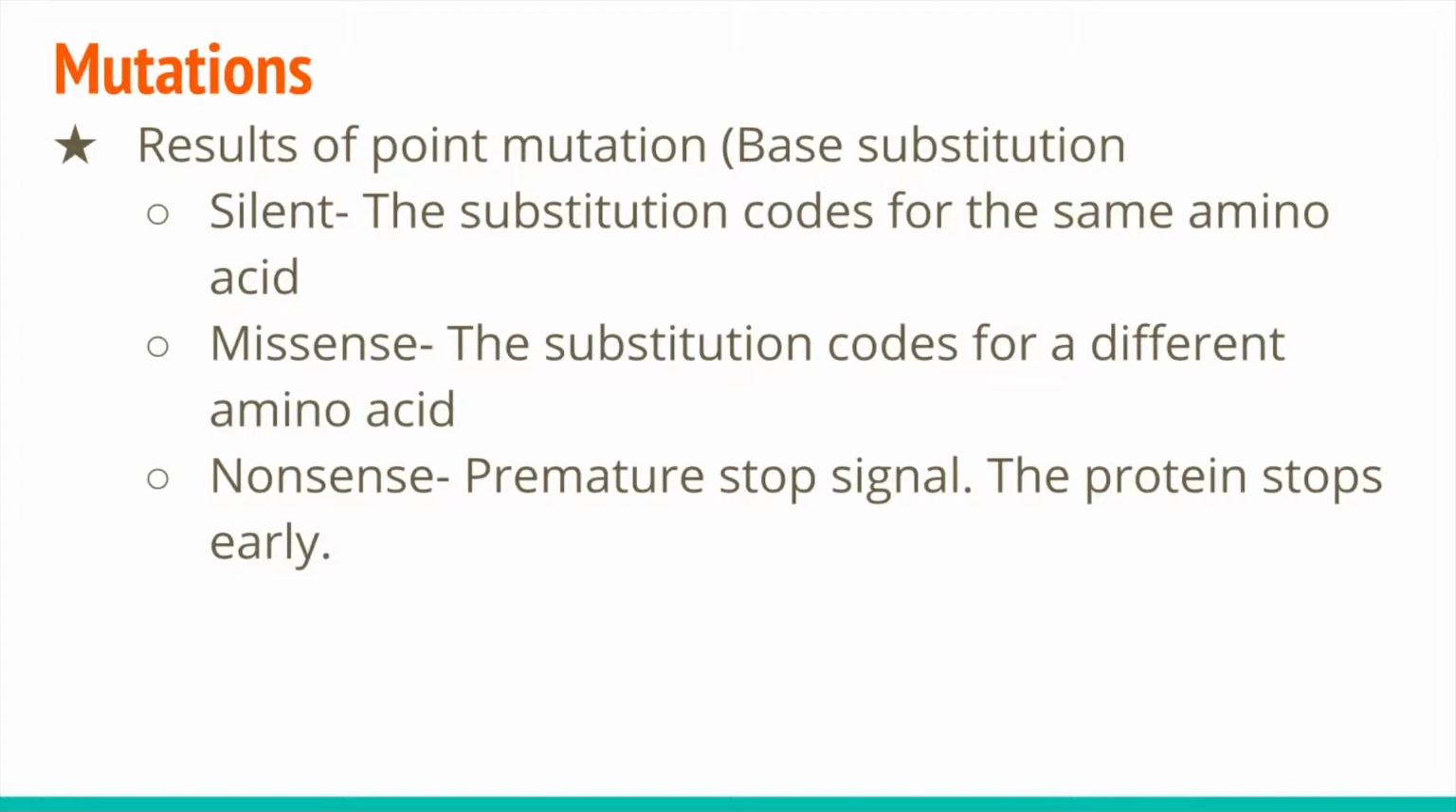Missense is when the substitution codes for a different amino acid. It no longer makes sense. So M, make, miss, okay, and sense. Okay, so it no longer makes sense. There's a different amino acid. Nonsense is when there's a premature stop signal. The protein essentially stops early. If you need more time, go ahead and pause now and restart when you're ready.